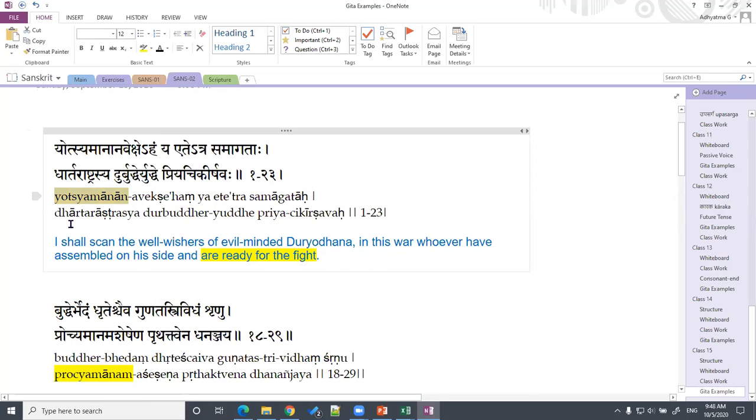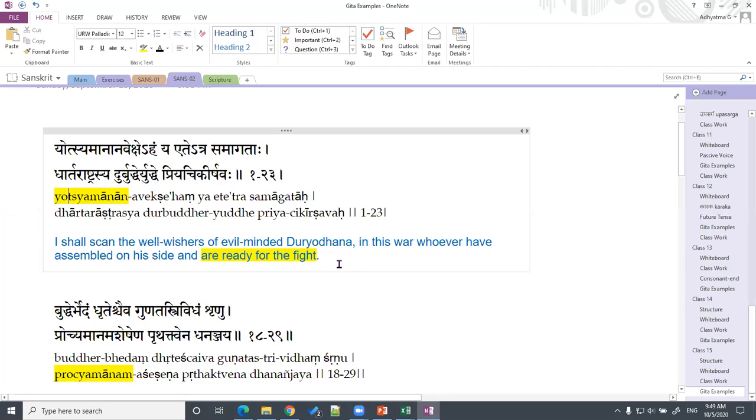So yotsyate, that's the future tense form of the word yudh. So from yotsyate it becomes yotsyamana, and yotsyamanan, that will be the second case plural, like Raman. So yotsyamanan. So those who would be fighting, that's what yotsyamanan would be. So aveksheham, I shall scan, I would see them, those who are ready for fight.